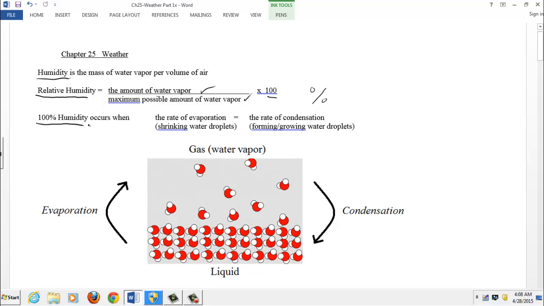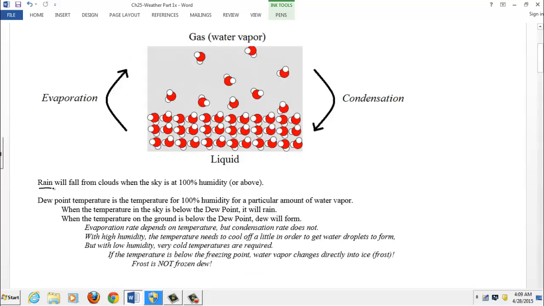If you think about some air over a body of water, like maybe the ocean, at 100% humidity, water is evaporating, changing from a liquid to a gas, at the same rate the water vapor in air is condensing back into a liquid. And if you think about water vapor higher up in the atmosphere, then little tiny droplets of water can condense. And these little tiny droplets can shrink in the air as they evaporate, and they can grow and get bigger as they condense. Okay, it will rain when the sky is at 100% humidity.